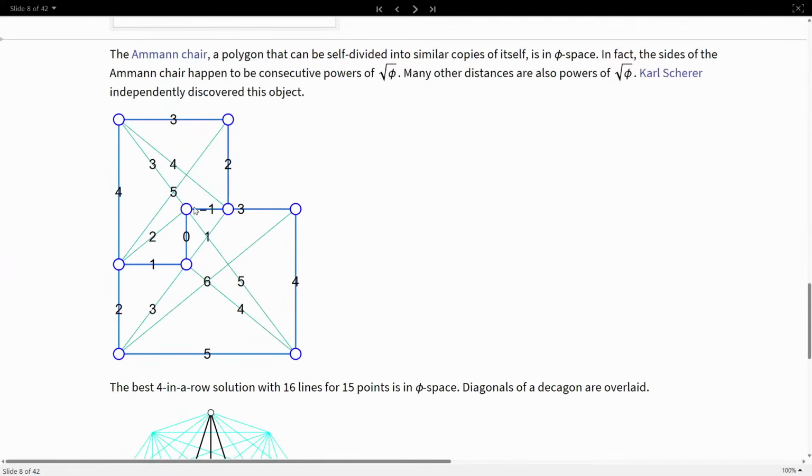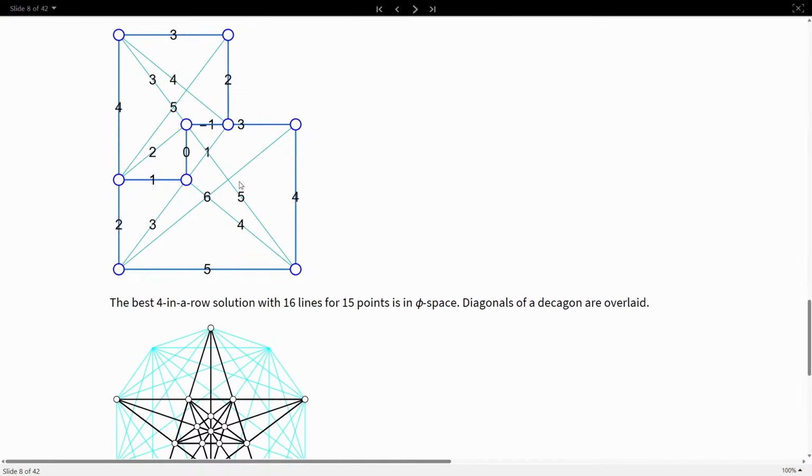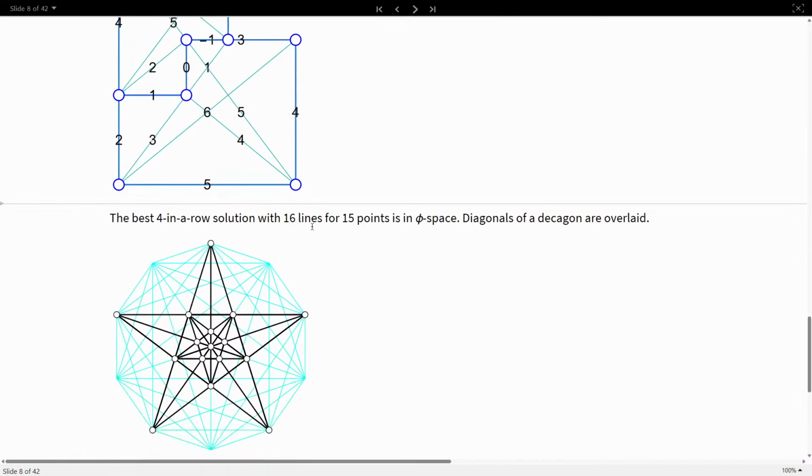The almond chair is a self-similar dissection, and the sides are powers of the square root of the golden ratio. And I put in various values here, which are powers of the square root of the golden ratio between points. There's quite a few places where powers show up in the diagram.